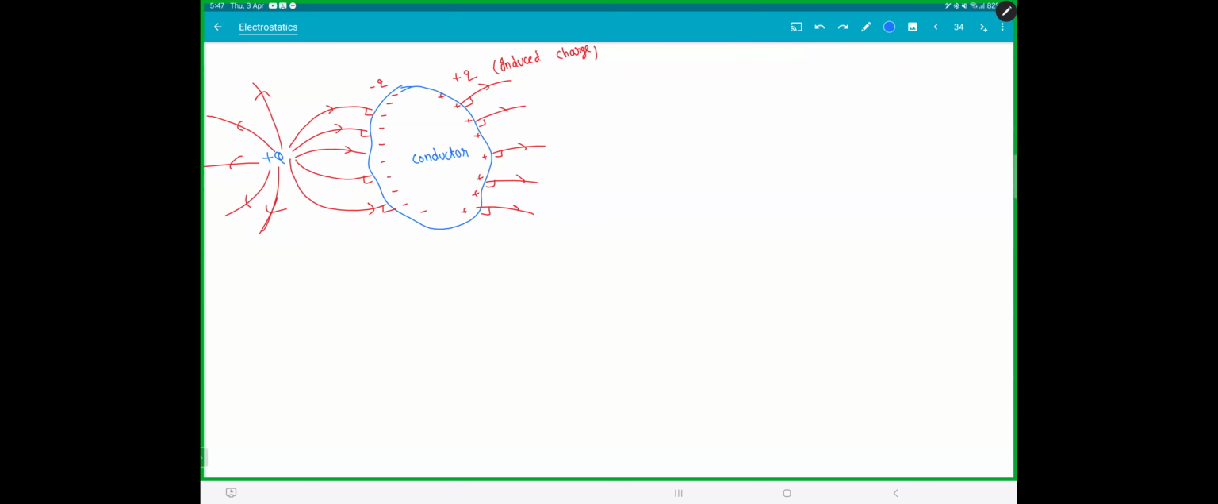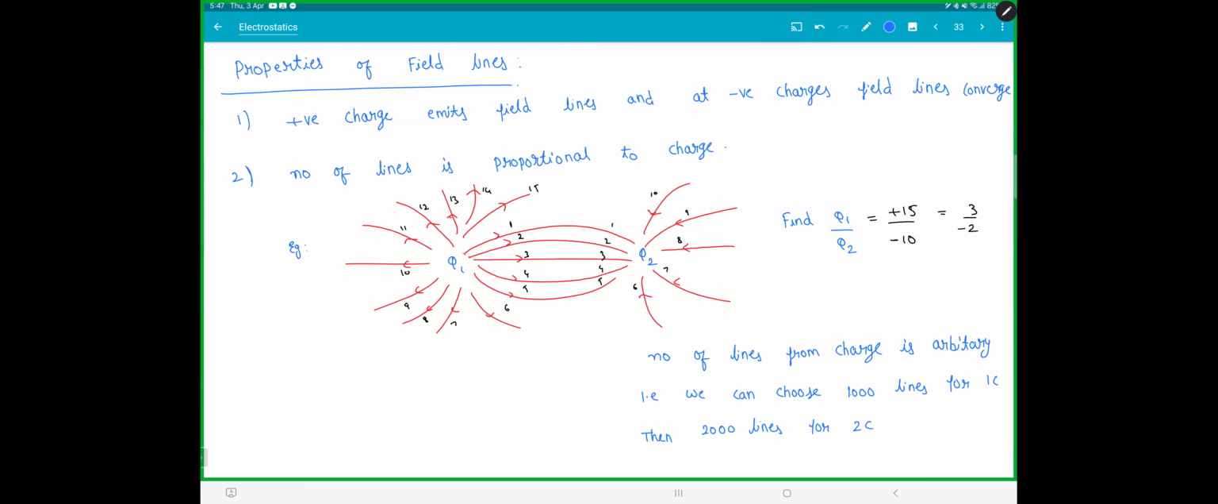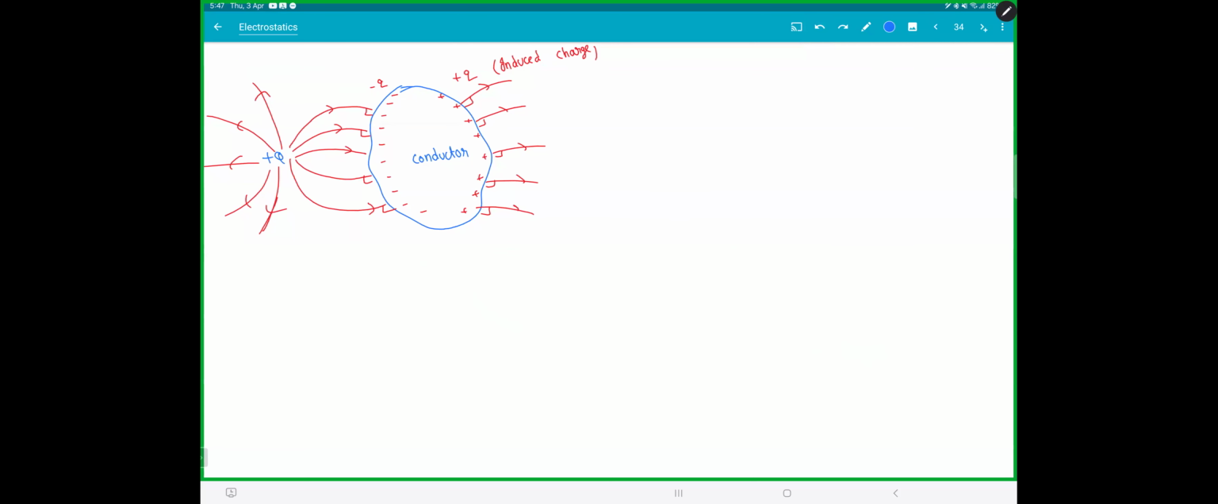You're getting the argument? Again, we are using this statement here. The number of lines is proportional to the charge. If you put a plus q charge here and a minus q charge here, some lines from plus q will go to minus q. Agreed? But some lines from plus q will also go on the left hand side. That means overall, in terms of number of lines, the capital Q will have more lines than the small q. Is that making sense?